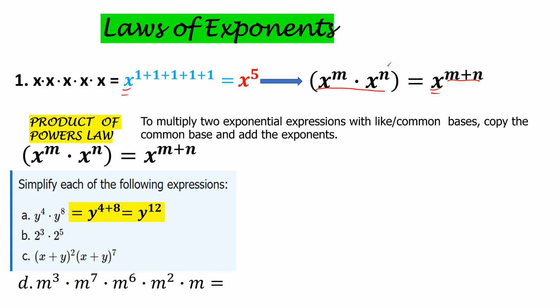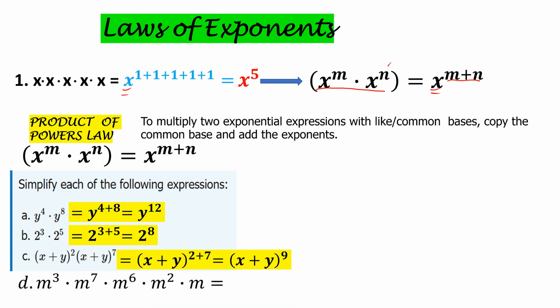Letter A, we simply add the 4 and 8, then it is now y to the power of 12. Letter B, it is 2 to the power of 3 plus 5, because the 2 there is common, then we simply add the 3 and 5, so it's 2 to the 8. Letter C, we have the quantity x plus y to the power of 2 plus 7, which is equal to the quantity x plus y to the power of 9. And please be reminded that if you answer it in another way, it will be wrong, because the common base is not x plus y but the quantity x plus y.